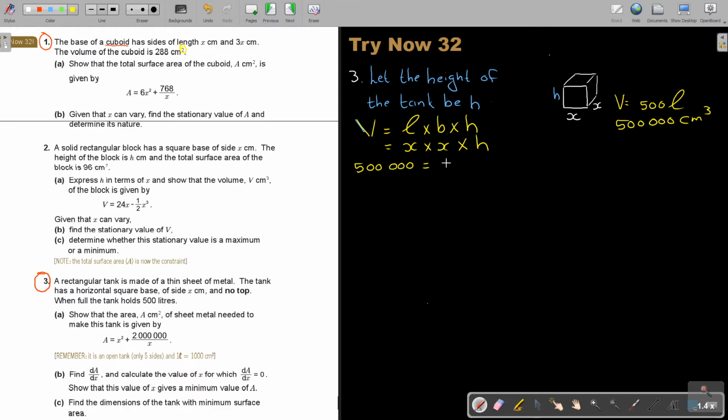And that will be equal to, okay. Now I make h the subject of the formula. So I divide by, so therefore h is 500,000 over x squared. Okay, now I will come to the total surface area.